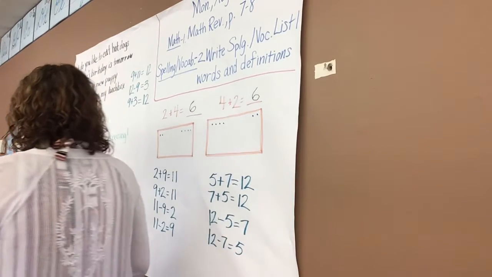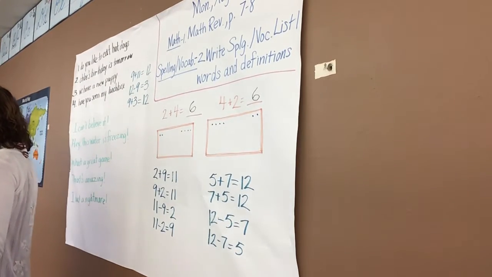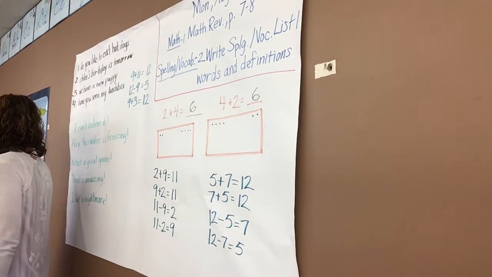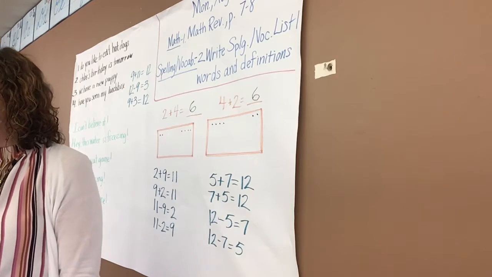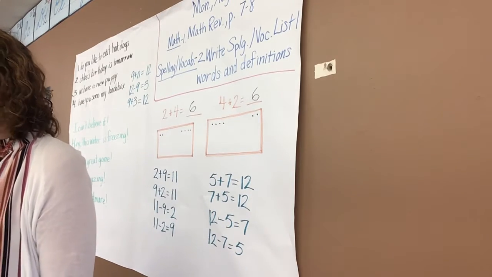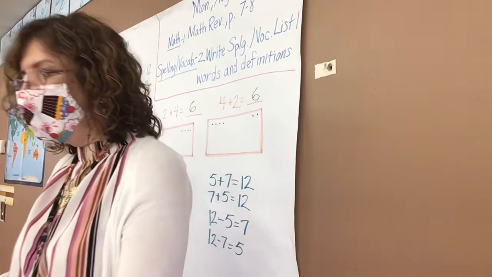All right, and the last one in that row, 5 plus 7 equals 12. 12, very good. And then switch those add-ins and say 7 plus 5 equals 12. And that brings us to another story problem.